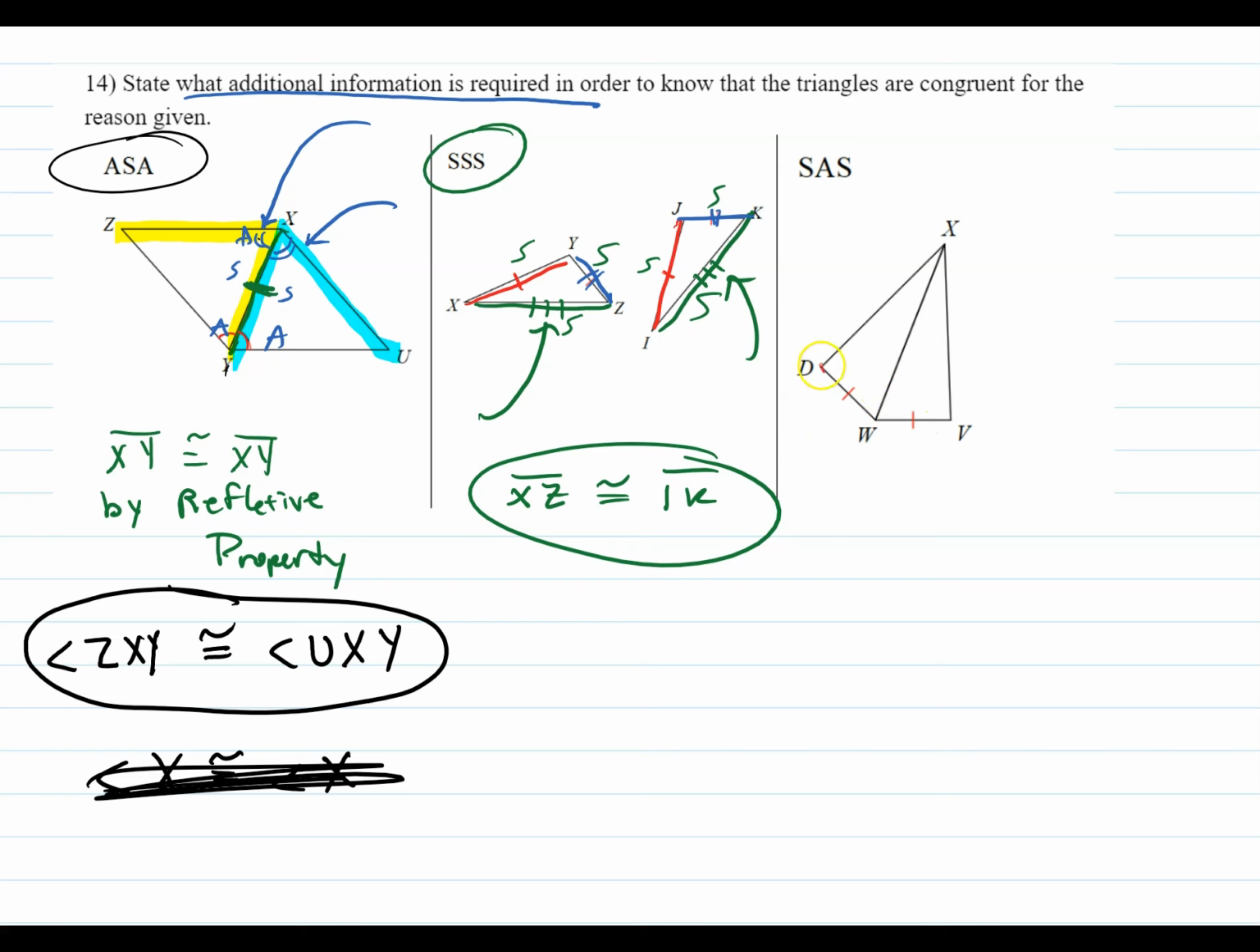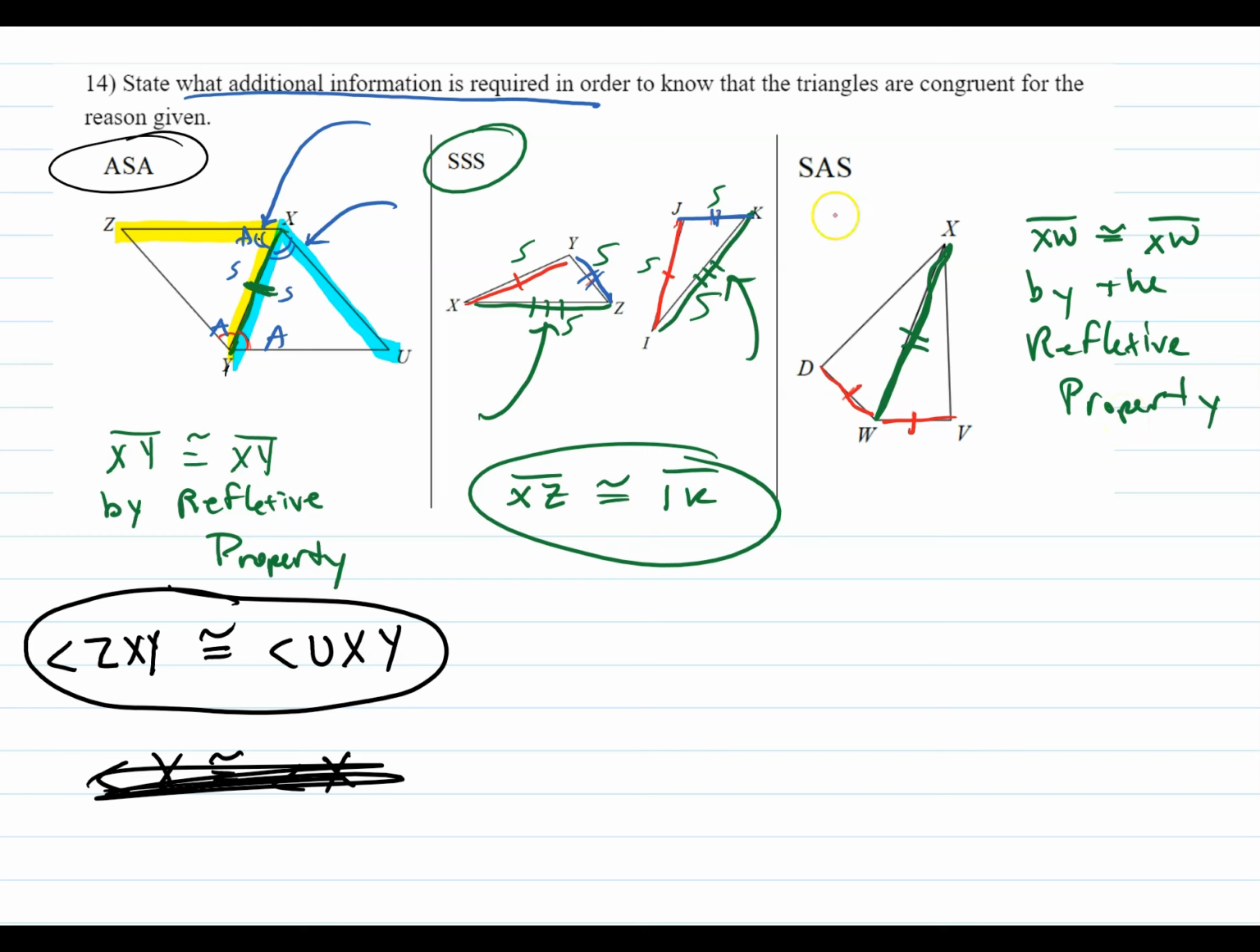We have that side DW and side VW are congruent because they have a single tick mark. We can also use the reflexive property. The triangles are touching, so the side in the middle is shared between the two triangles on the left and right. So side XW is congruent to side XW by the reflexive property. Now, even though I added the tick mark, that doesn't count as adding in extra information. We already knew that information. We just had to find it. The reflexive property is always like given information, right?